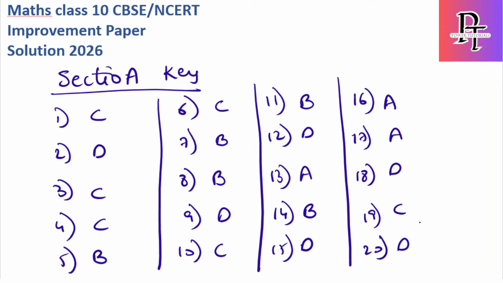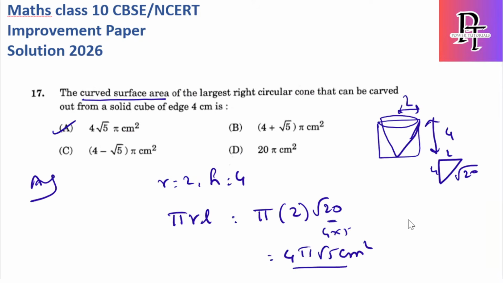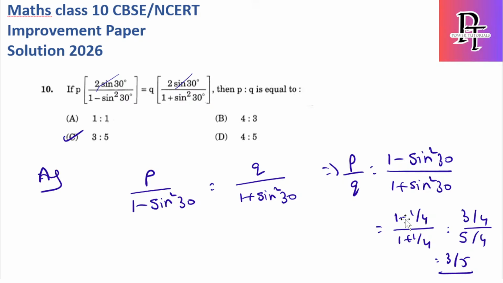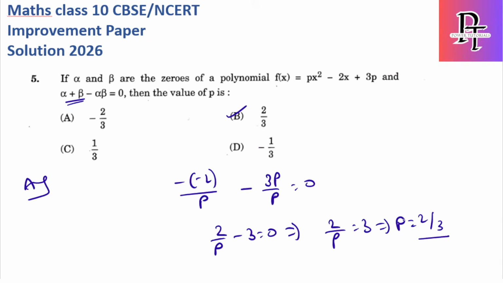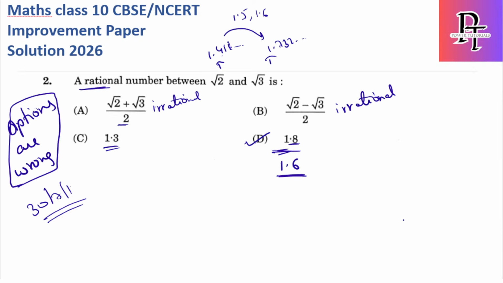Okay, so in this way all the key I have answered for section A, but still I will repeat one question which I found that options are wrong. It is the second question. They are asking for a rational number between 2 and 3. So this is irrational, this is also irrational. These two are rational, but between 1.414 and 1.732 we should have a rational value, but we don't have such an option.